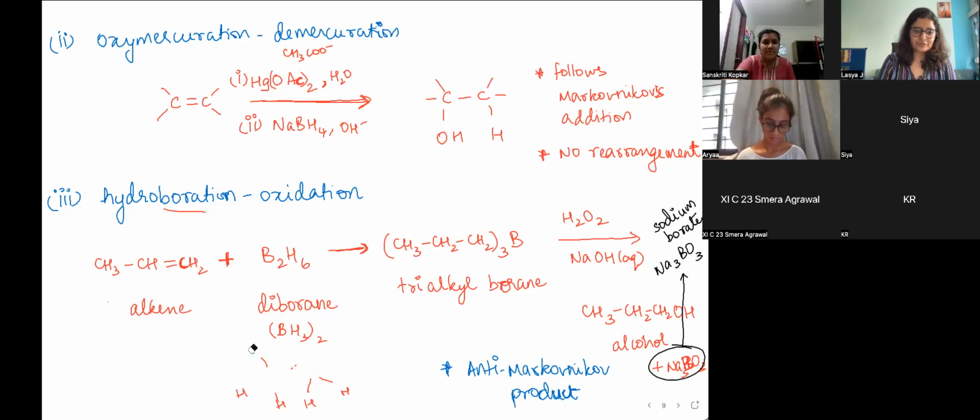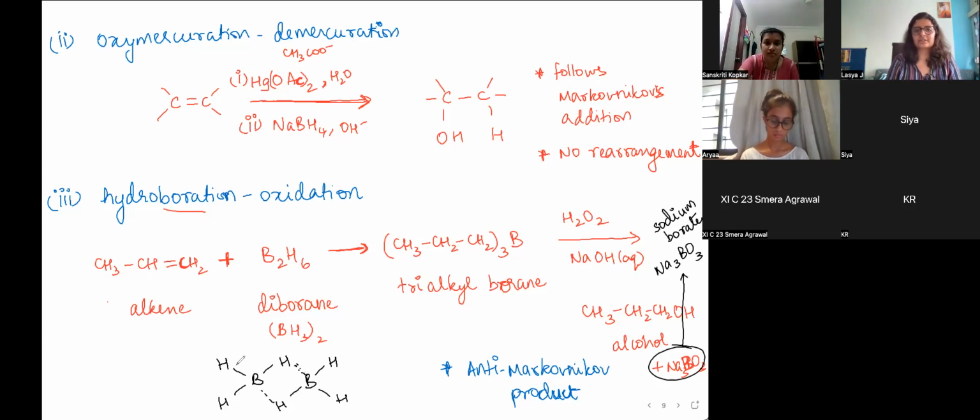It's electron deficient, so it won't form a normal bond. So it dimerizes, and this is the kind of structure it has, with the hydrogens bridging between the two borons.